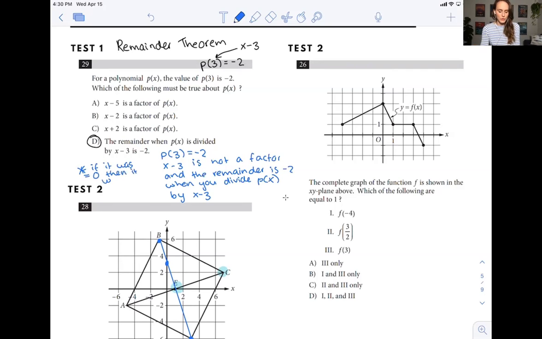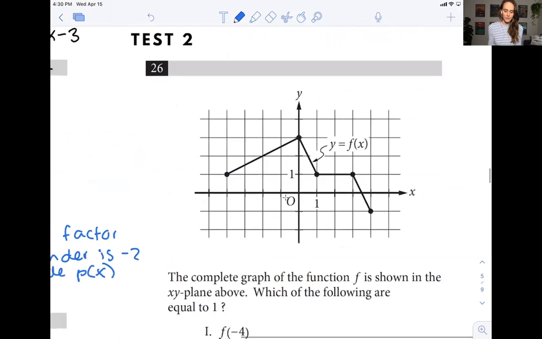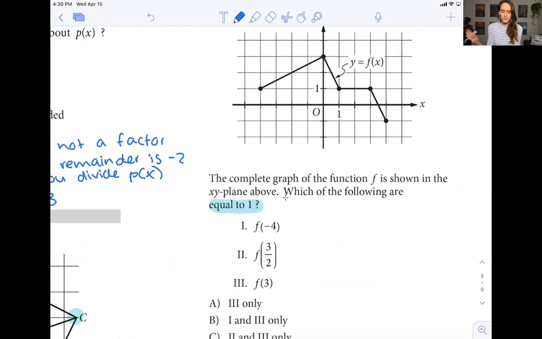Let's go on to question number 26 here. They say the complete graph of the function f is shown in the xy plane above, which of the following are equal to 1. So f of negative 4, f of 3 halves, f of 3. So f of negative 4 is the same as saying, what is y equal to when x equals some value? So if I have f of x, that equals y, right? Or some value of x.